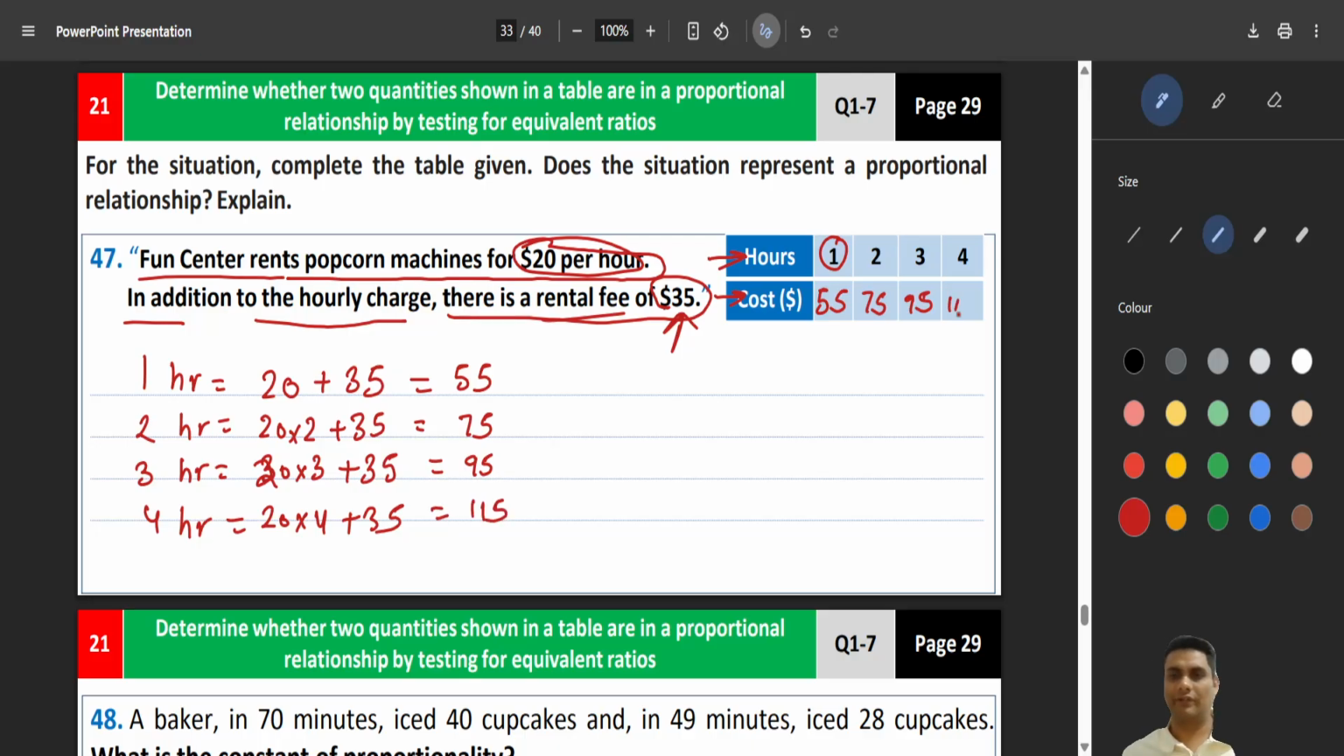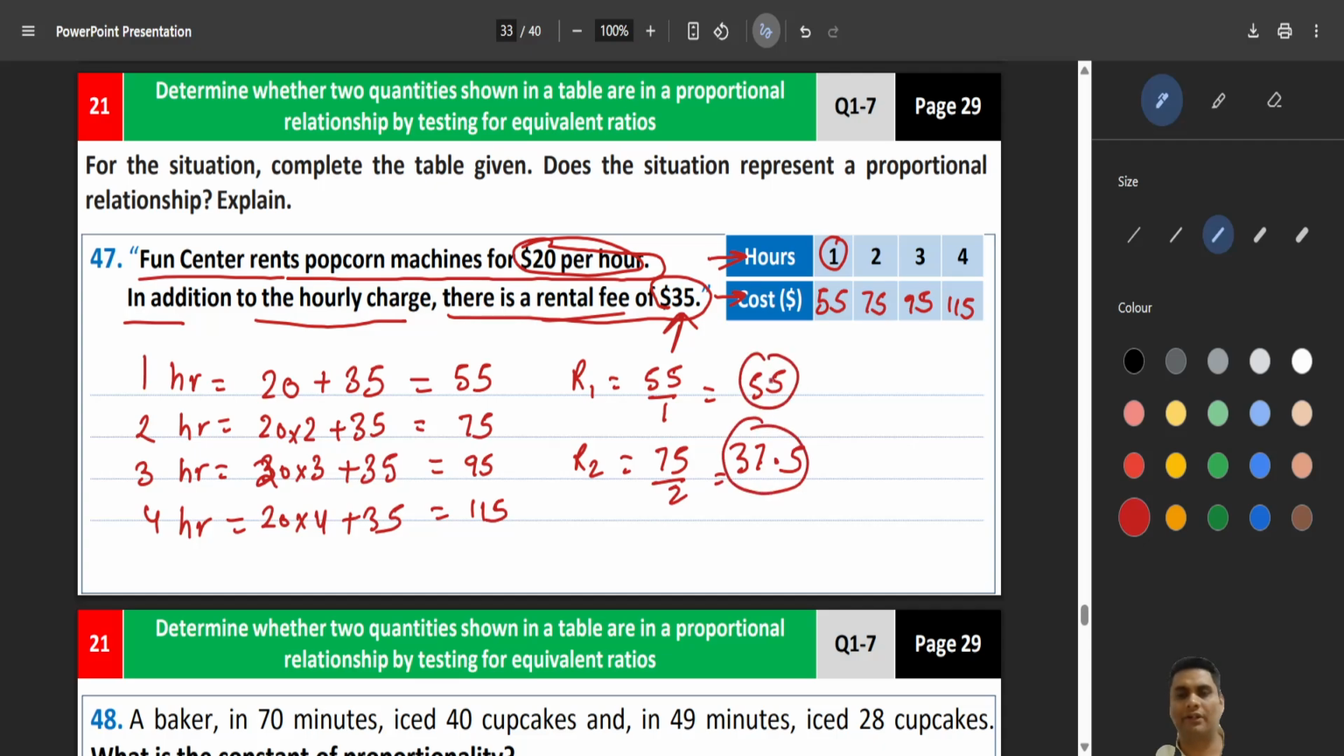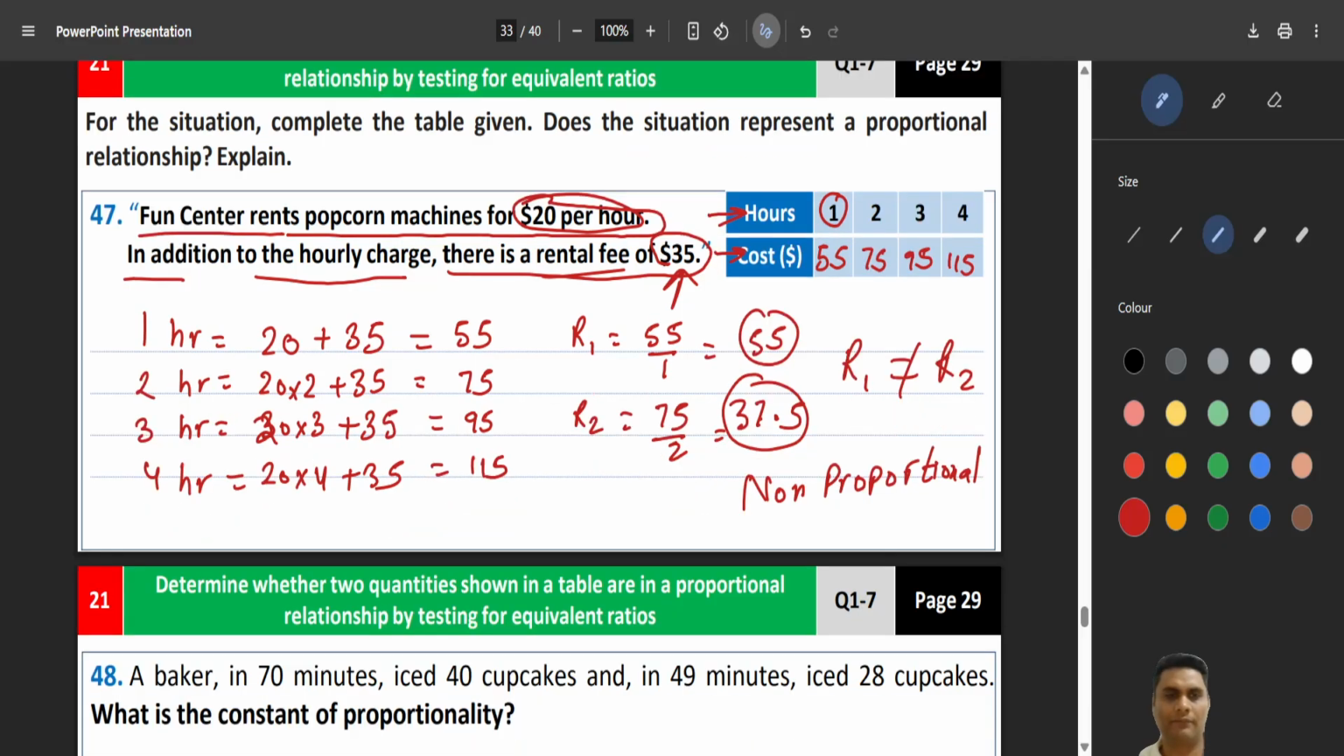So this is 115. So what are the four ratios? Ratio 1 is 55 over 1. 55 over 1 will be 55. Ratio 2, 75 over 2. 75 over 2 is 37.5. No need to go further. Check. Are the two ratios here same or different? The two ratios are not equal. Ratio 1 not equal to ratio 2. So simply this is non-proportional. No need to check the others. If even two are not equal, this is non-proportional. Okay. So this one is a non-proportional relationship.